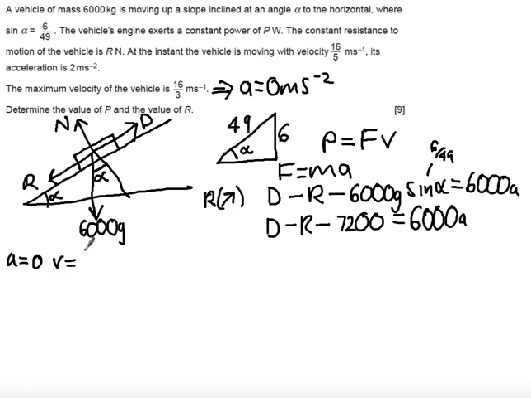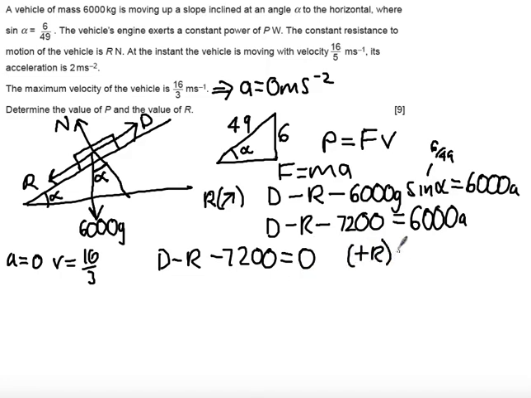Now, using the information in the question, when a equals 0, v equals 16/3 will lead us to an equation, because now if I take my equation here, I get D minus R minus 7,200 will be equal to 0. So if I add R to both sides and I add 7,200 to both sides, I get that the driving force, or the D, equals 7,200 plus R.